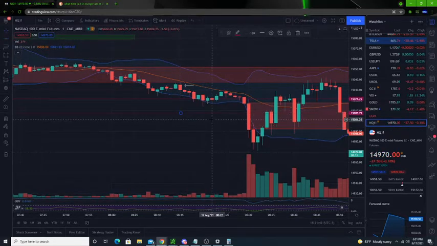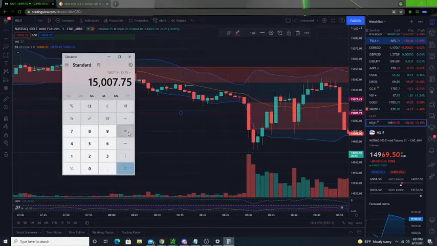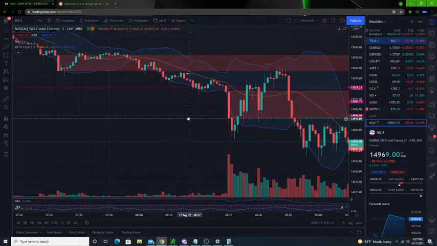Okay, so here's our next level. Could have taken it out here if you wanted, which you should, based off of our rules here. 14.994 even. And there was our next sell.